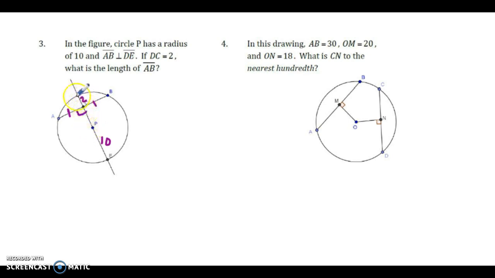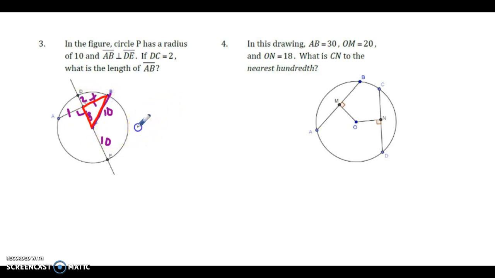If the radius is 10 and that little piece is 2, then I would know that this little piece is 8. And what is the length of AB? So really what I need to do is draw in another radius. If I draw in a radius, let's say that goes like this, and that radius is also 10, then I can call this, let's say, x, and I can use the Pythagorean theorem to get the length of x by looking at this right triangle here, where we know two sides.